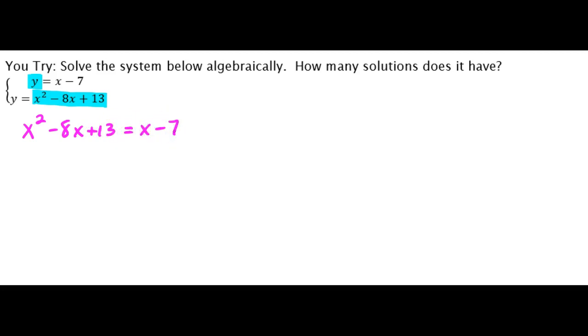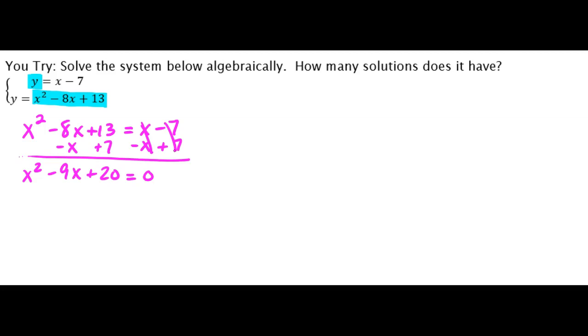Now I have something quadratic, so I want to get everything over to one side so that I have equals 0 on the right side. So the first thing I'm going to do is subtract x, and I'm also going to add 7 at the same time. You just have to be really careful that you line up all your like terms. So I would be left with x squared minus 9x plus 20 equals 0, because these are both going to cancel each other out.